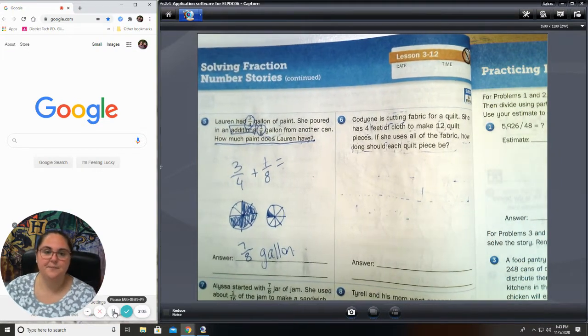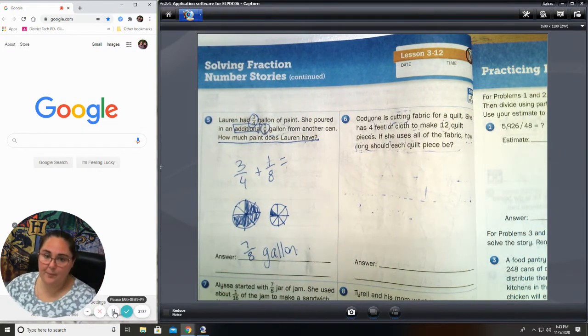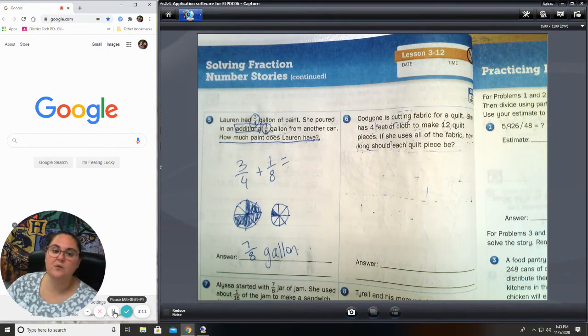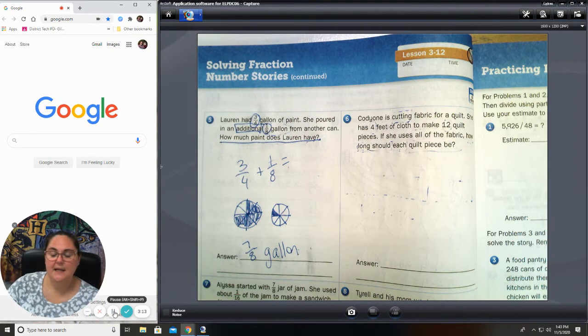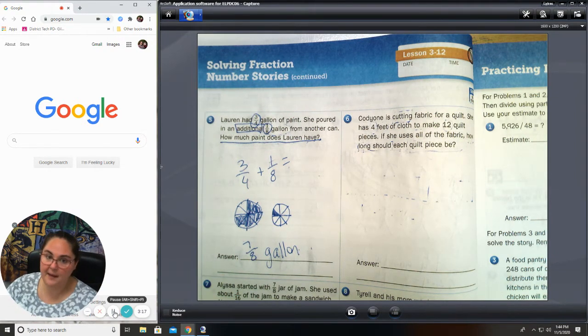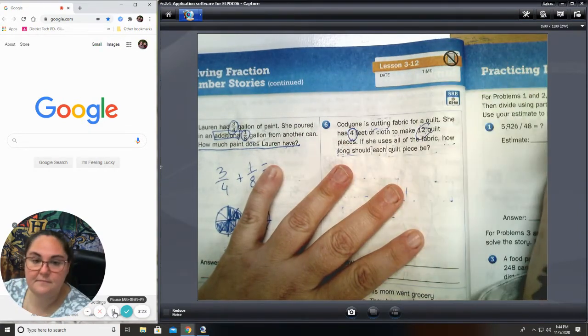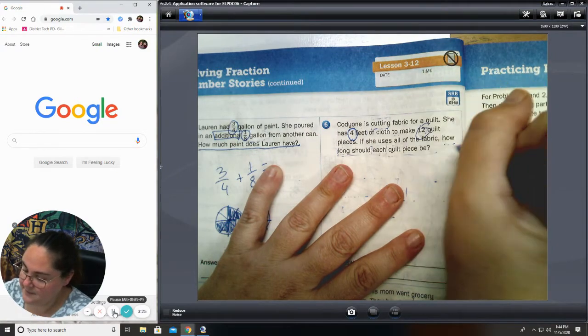Number 6. Cody is cutting fabric for a quilt. She has 4 feet of cloth to make 12 quilt pieces. If she uses all of the fabric, how long should each quilt piece be? All right, circle important numbers. Underline the question.